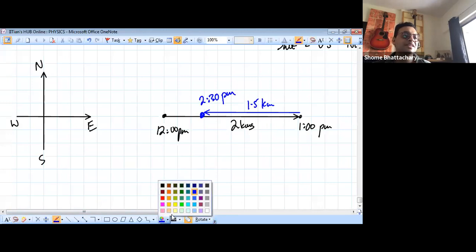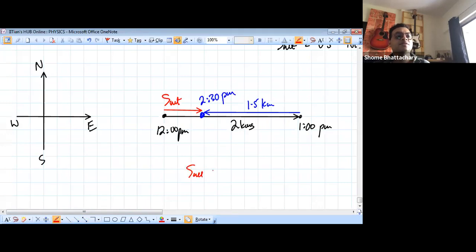So now what is his net displacement in this whole thing? His net displacement is becoming this. This is his net displacement, and that is why I'm able to say confidently that net displacement is 0.5 kilometers east.